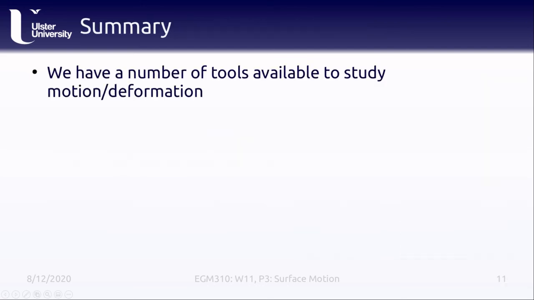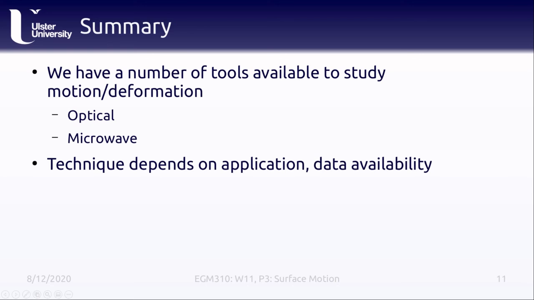In this lesson, we have discussed a number of tools and techniques available to study motion or deformation on the Earth's surface using both optical and microwave sensors. Which technique we use depends on our particular application and the availability of data. Optical data have seasonal and weather-related limitations that might make some applications difficult or impossible.